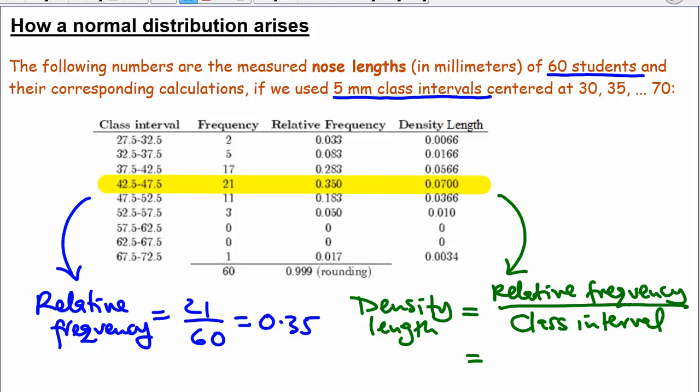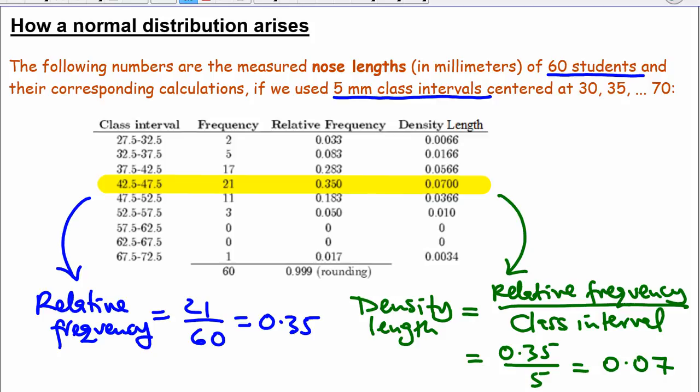Now, on that row that you're considering there, our relative frequency is 0.35, and our class interval is 5. Remember, these are class intervals of 5. So if you divide that, you get 0.07, and that's basically what you have there. So this is how these calculations were performed.